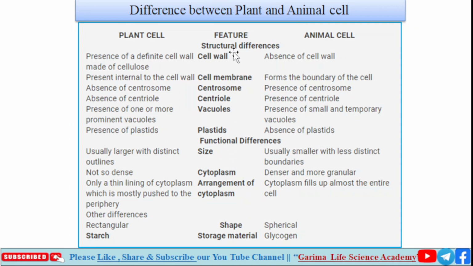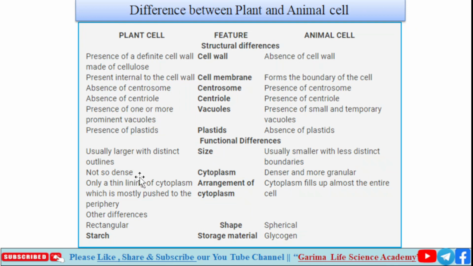And here are all these things. Six properties are based on structural differences. Now we are going to see the functional differences between animal cell and plant cell. Size: usually larger with distinct outlines. Plant cells are large in size, and animal cells are usually smaller with less distinct boundaries. Animal cells are small in size as compared to plant cells.